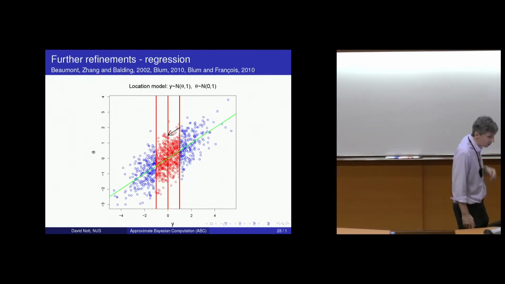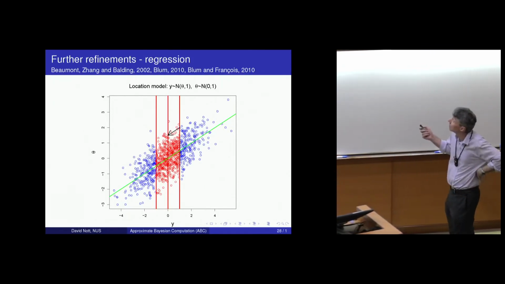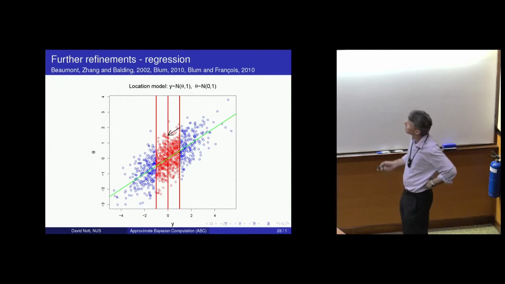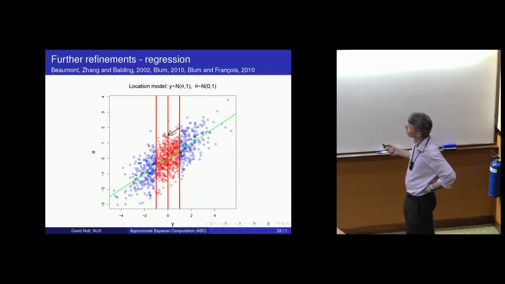So here's back to my toy example that I talked about at the beginning. Suppose I have this location normal model. So my y is normal(theta, 1). My prior on the mean theta is normal(0, 1). So I had this plot before. I generated theta, y samples from the prior. And then we said what we'd do is keep the theta samples where the simulated y was close to the observed y. So that's the points in red there.